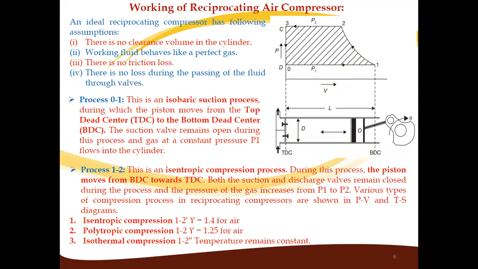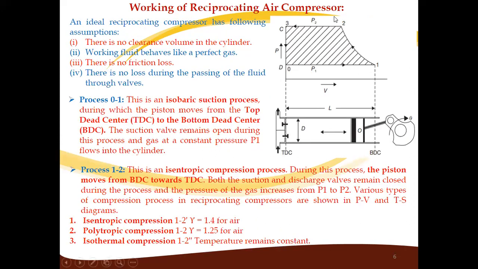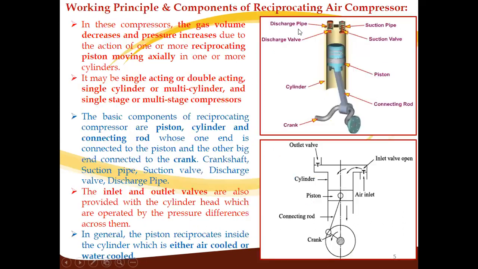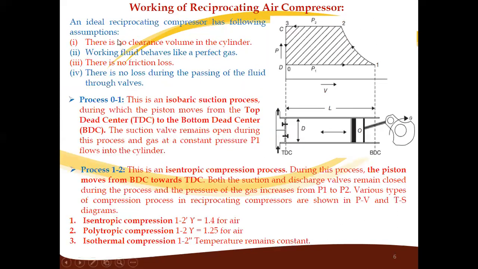Now we will see the third process, that is between 2 to 3. So between 2 to 3, the delivery of air will be there. In the 2 to 3 process, it is an isobaric discharge process. In isobaric, the pressure remains constant. So in this 2 to 3 process, the pressure remains constant and volume goes on decreasing. So volume from V2 to V3 goes on decreasing.